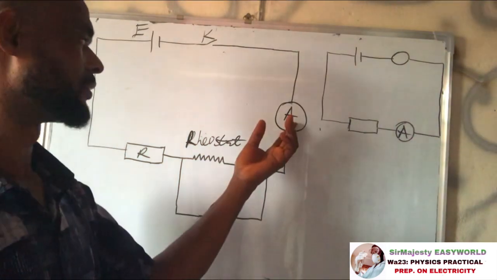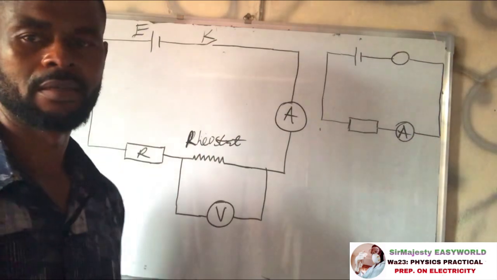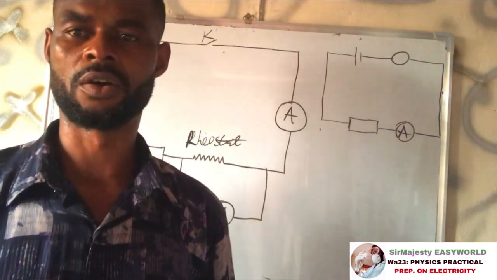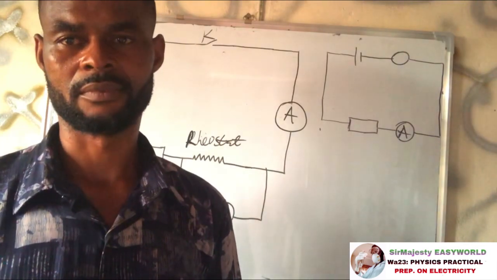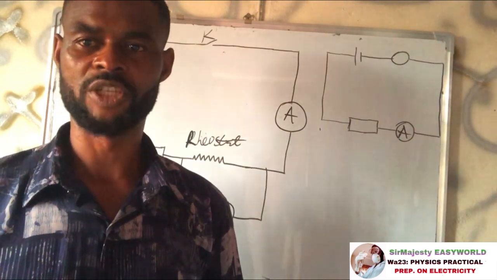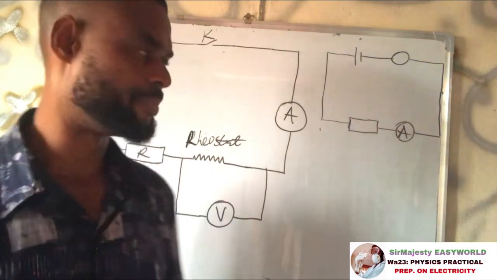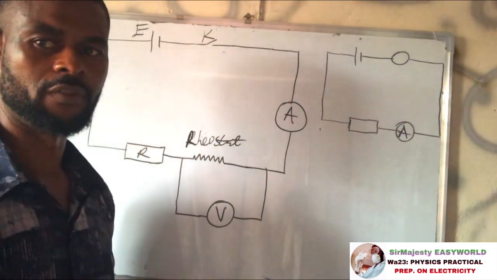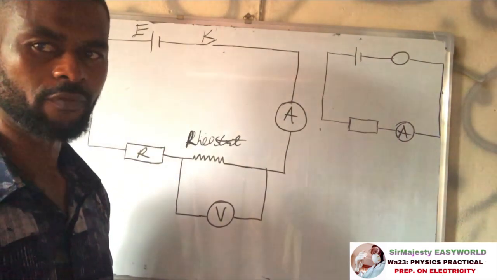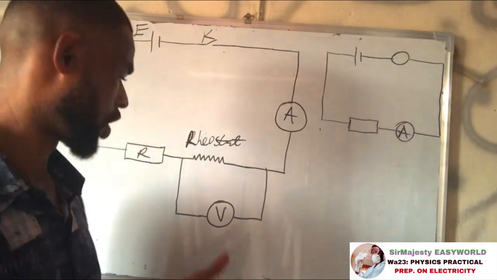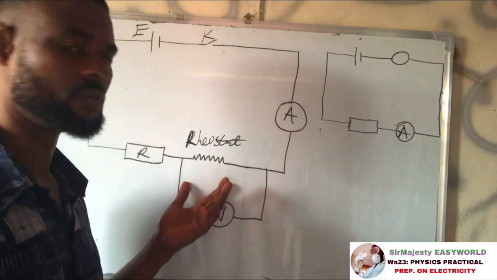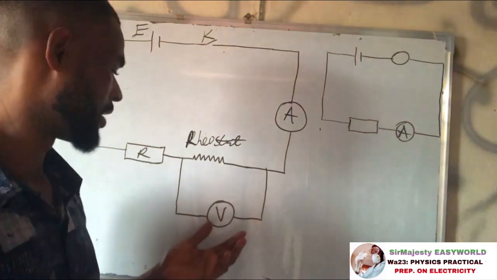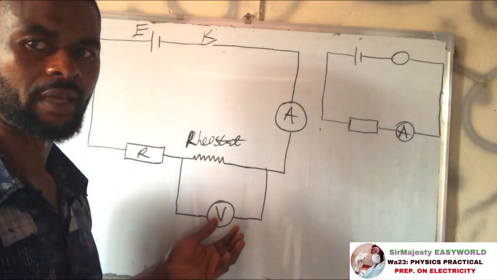This is the ammeter. This ammeter is a device that records current, which is measured in ampere, the unit of current. This one here is V, the voltmeter. The voltmeter V records the potential difference across the circuit. The potential difference, the PD across the circuit, is measured by this V.